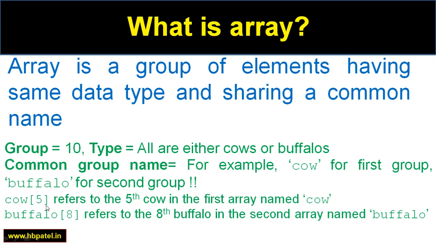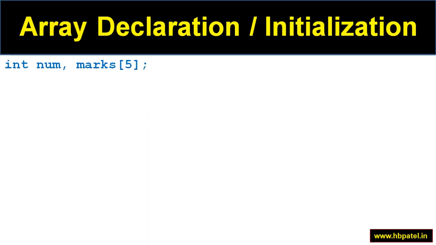We'll be writing in square brackets. Cow is the group name, and when I write cow square bracket 5, it refers to the 5th cow in the array named cow. And if I write buffalo 8, it refers to the 8th buffalo in the second array named buffalo. So now let us try to understand how we are going to use this in our C programming.